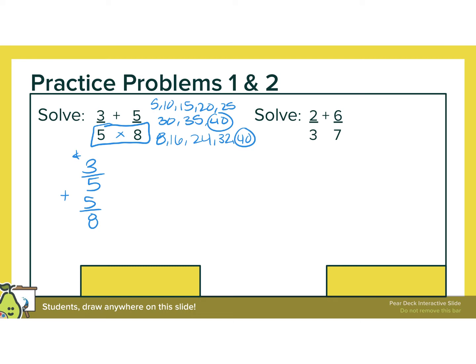So in this case, it's 40. And when I multiply it, it's also 40. So now I'm going to set up my multiplication problems. I'm going to put my new denominator, which is 40.